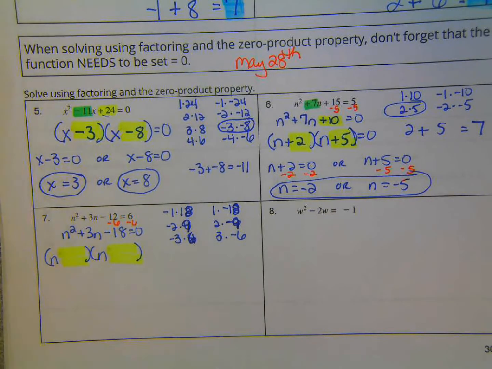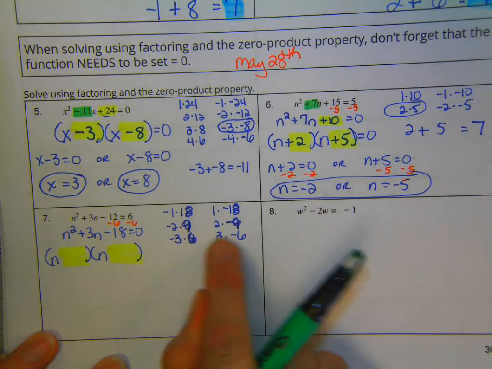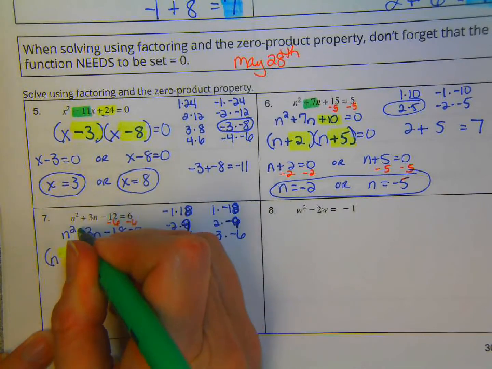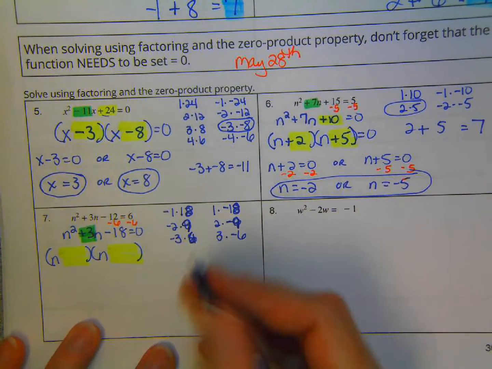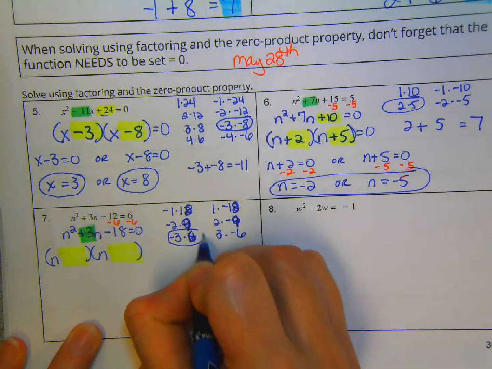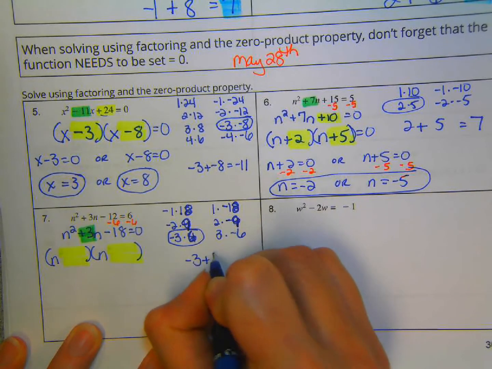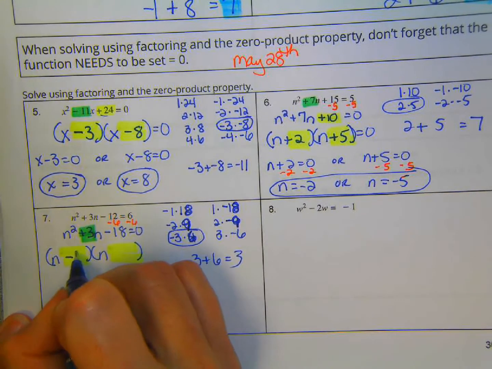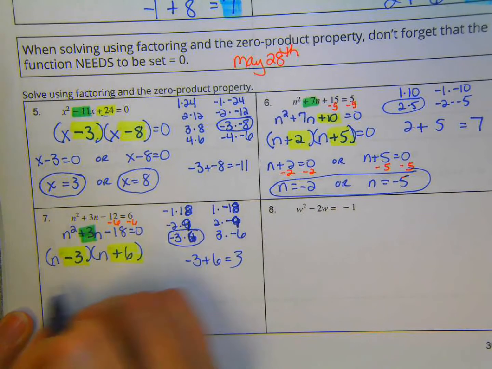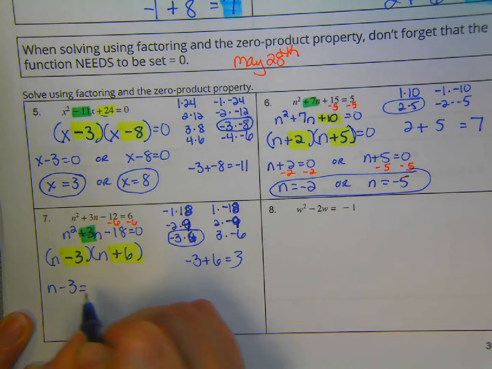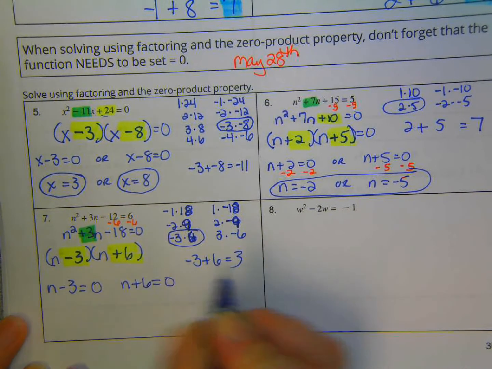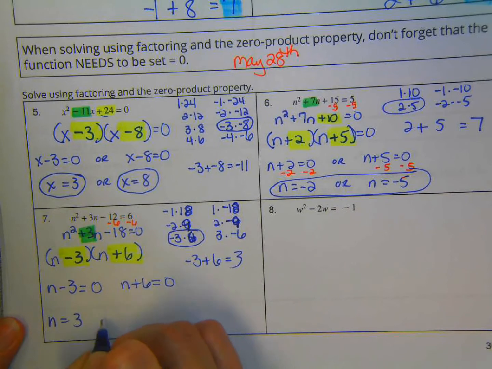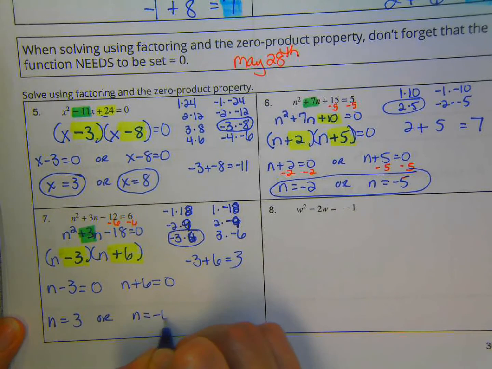And now we need to find which of these we add up to get 3. Which of them do we add up to get 3? And it looks to me like it's this one right here. Negative 3 plus 6 gives us 3. So n minus 3 equals 0, n plus 6 equals 0. So n equals 3, or n equals negative 6.